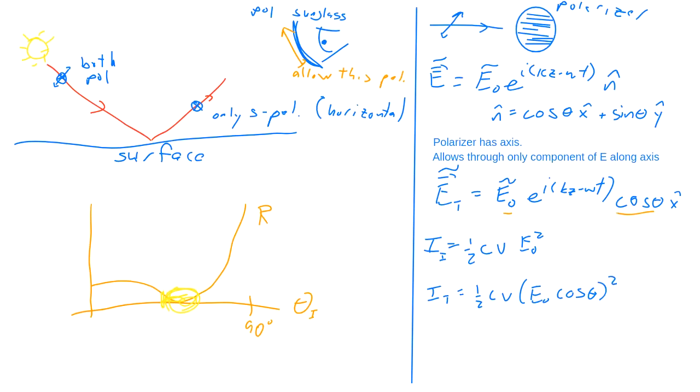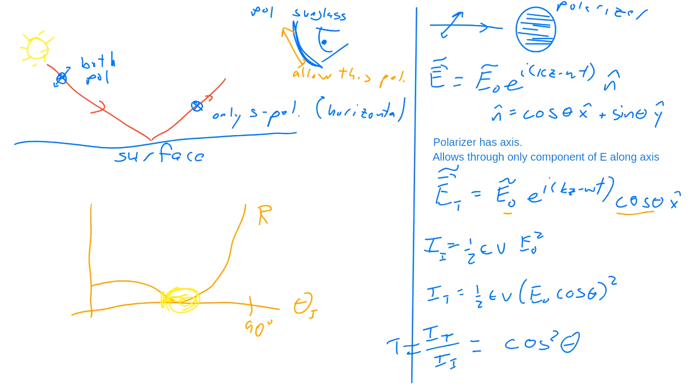This is an epsilon, not C, epsilon, right? And so what we can do is take a look at the transmitted intensity as a ratio of the incident intensity. This would be our transmission coefficient. I can say the transmission coefficient is equal to this thing right here. And that's basically just the cosine squared of the angle.